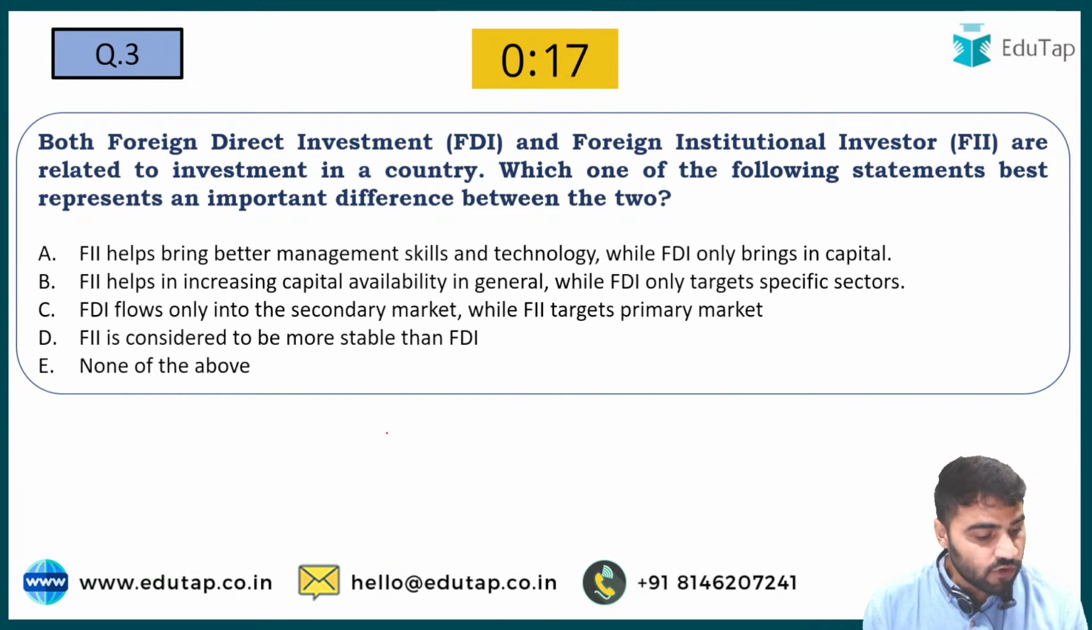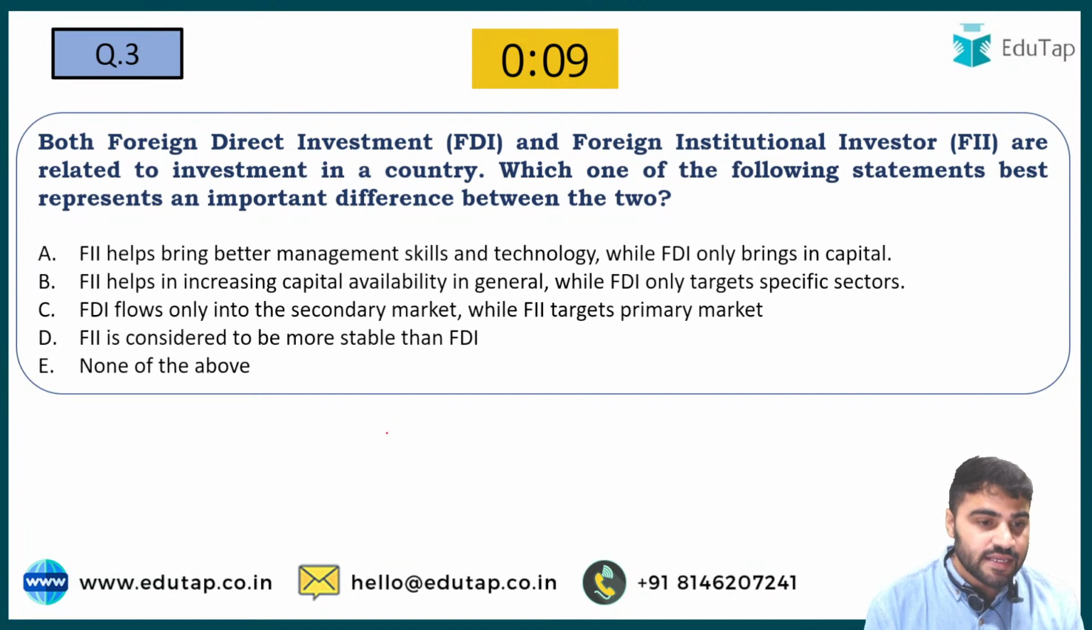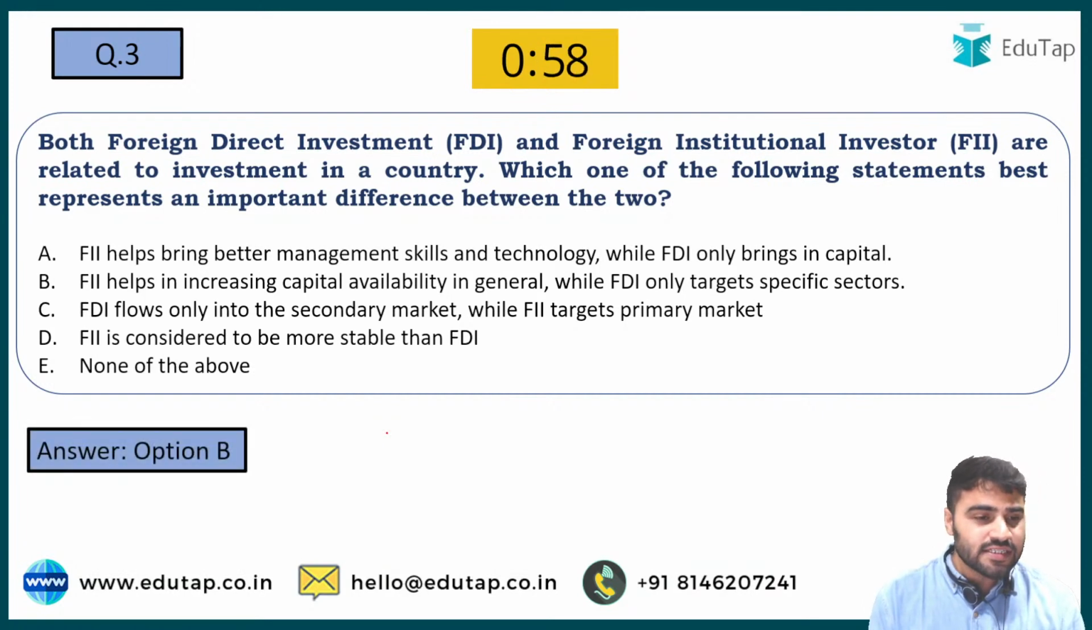So tell me friends, what is the right answer for this question? Nilesh is saying B, Aditi is saying B, English topper material is saying B, that is, FII helps in increasing capital availability in general, while FDI only targets specific sectors, right? Shivam, Isha, you all are saying option B. So the right answer for this question is option B only.